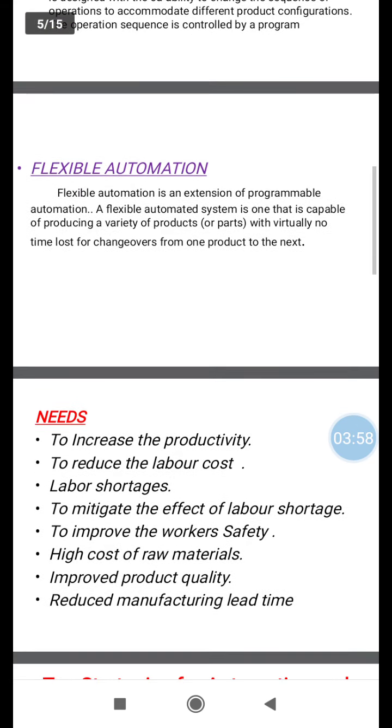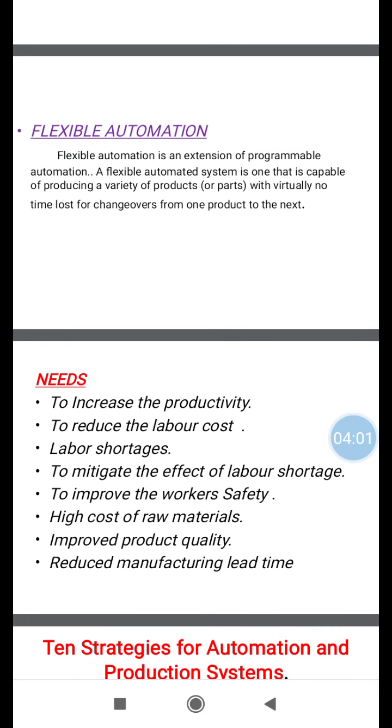Next, what are the needs of automation? Why is it required in the present manufacturing process? There are a number of needs. The main need is to increase productivity. Once we implement new technology in the manufacturing process, production automatically increases. The second is to reduce labor cost, because it is mainly automated work. The number of laborers used to produce the product is very small compared to traditional manufacturing.